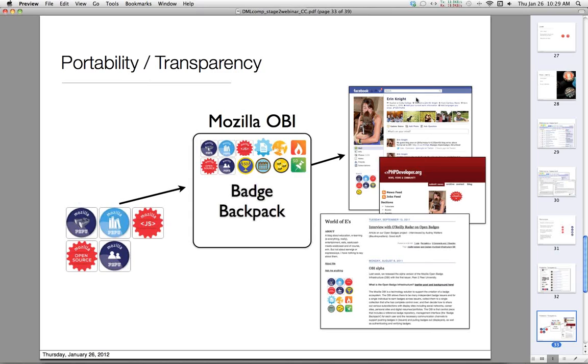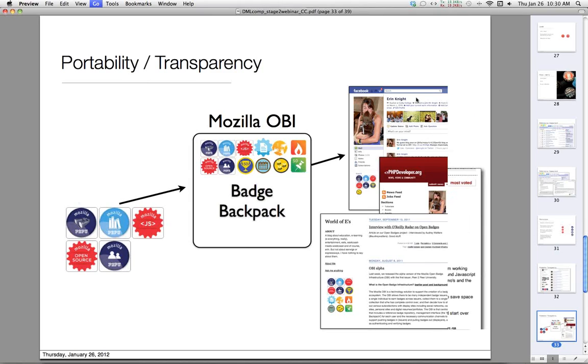So they can put the badge on their Facebook page, they can put it on a developer website, they can use it on personal sites as well. So how does your badge system do that? Does it move, and where would you like to see it represented?